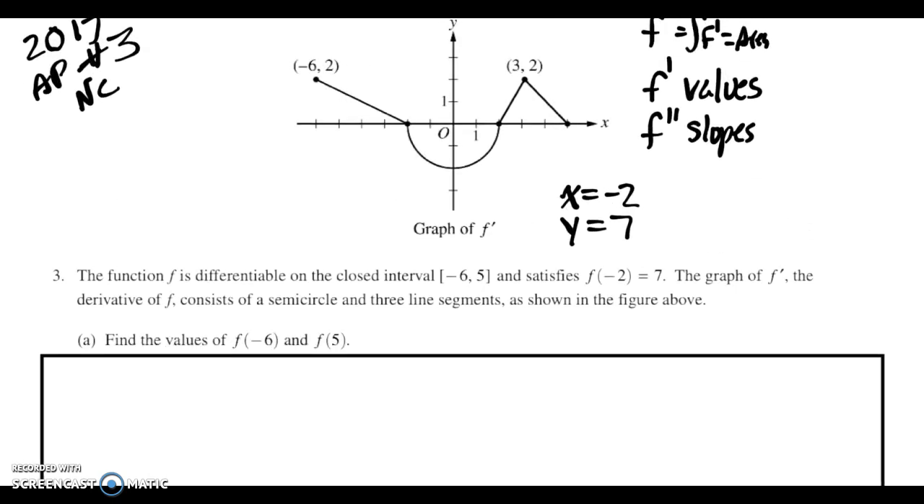First it says find the values of f of -6 and f of 5. So to find information about f, I'm going to find the area under the curve. I'm going to find it for all the regions, and then I'll adjust from there.